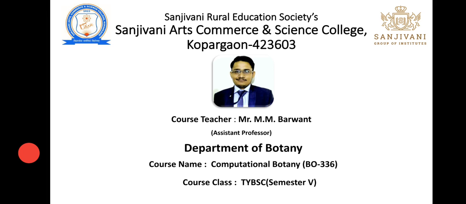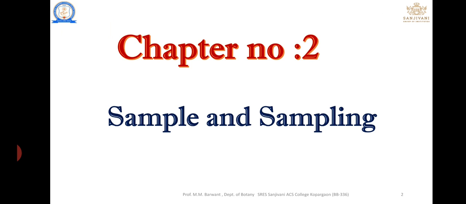Today, I will conduct chapter number 2 of course BO 336, subject number 6, semester 3rd. In the previous lecture we conducted chapter number 1, introduction of biostatistics, and I have cleared all the concepts of biostatistics. From today we are taking up the next learning topics in biostatistics. There is chapter number 2: sample and sampling.